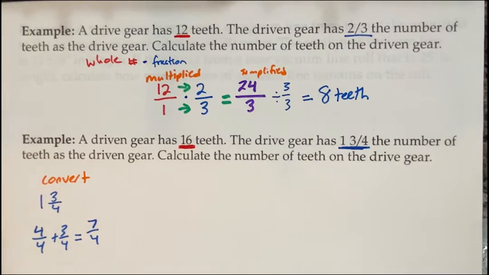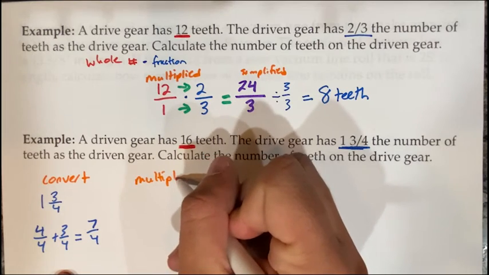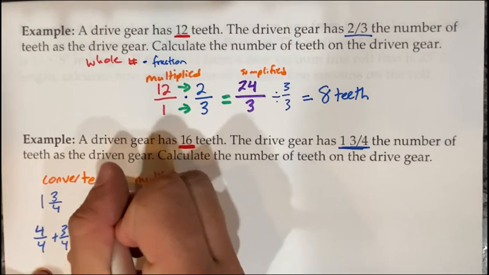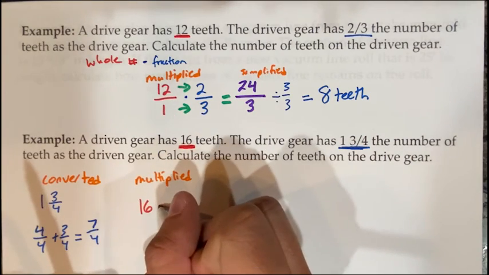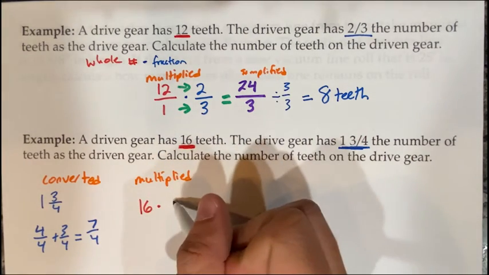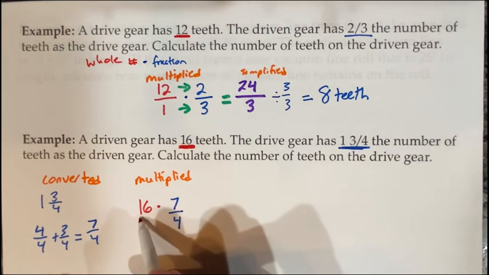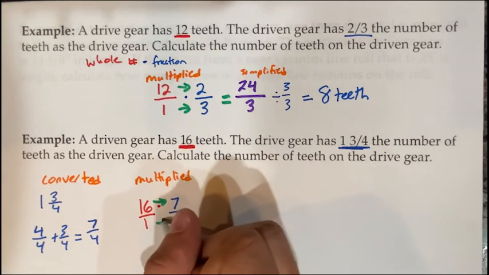Okay, so now for our second step, now we're back on track with our first example. We're going to go ahead and multiply, because that makes a lot of sense grammatically. Here, let's change this to converted. There we go. Wonderful. Okay, so now we are multiplying our 16 teeth by 7/4. And remember, when we do that, our 16 is going to be assumed to be over 1. And we're just going to multiply, like we said, straight across.